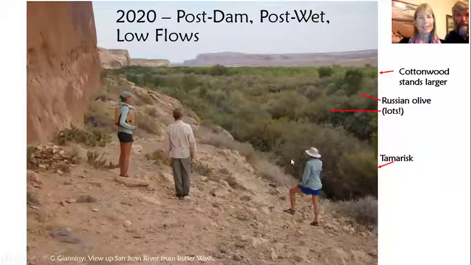If we stay at this location now and jump forward in time to 2020, it's pretty obvious, a huge change in vegetation. Now we're many years post-dam and we're into this period of sustained low flows. We still have cottonwood stands, they're much larger now, lots of Russian olive, that light greenish gray color, and some tamarisk is visible there.